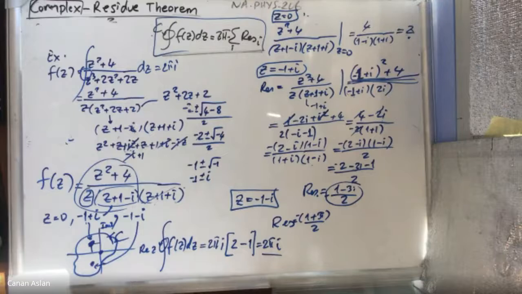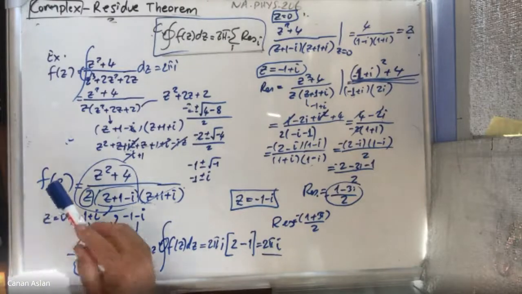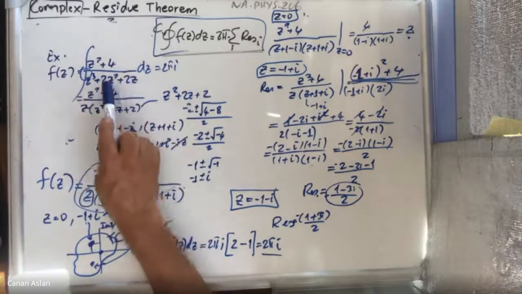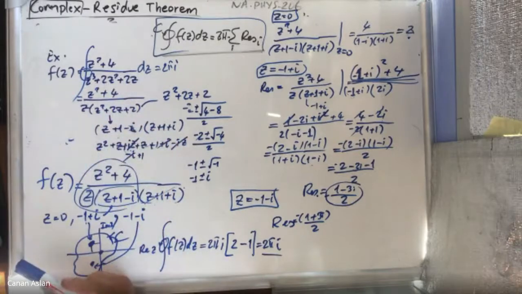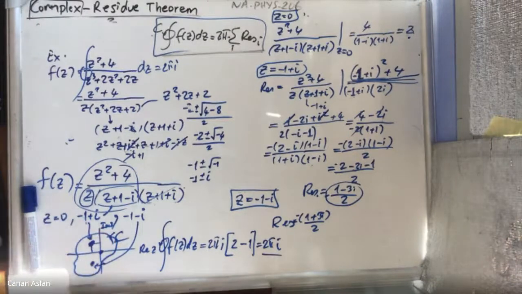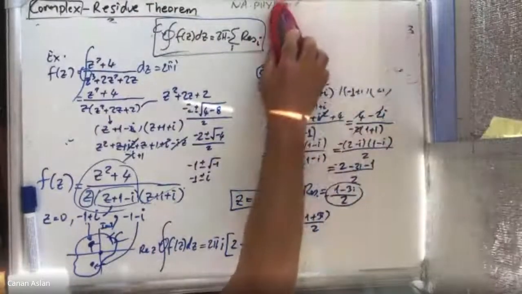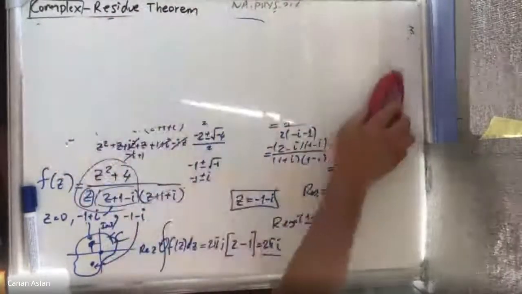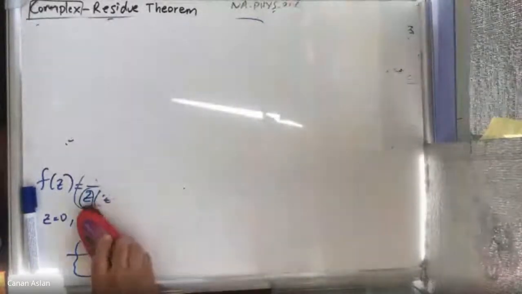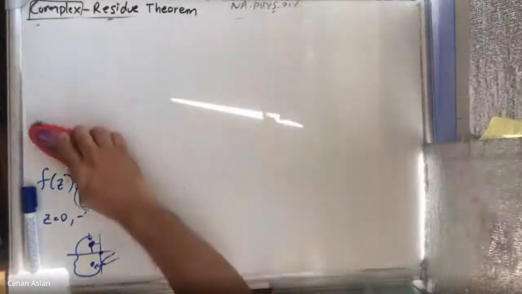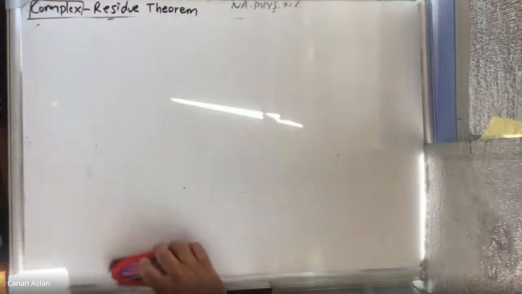So we found all the residues at the points where the denominator is 0, and then we calculated this integral. Now another example. The more examples we have, the better understanding we will have. So we learned the technique now. We can remove everything.